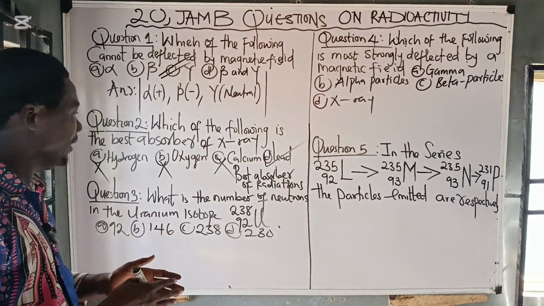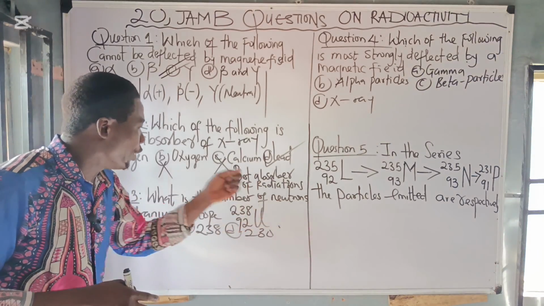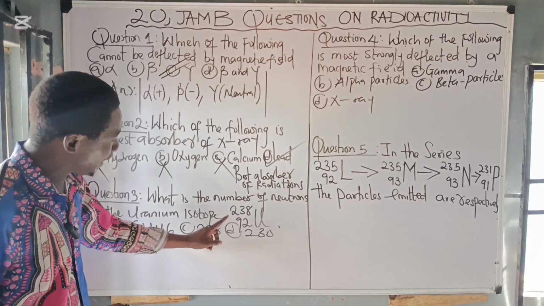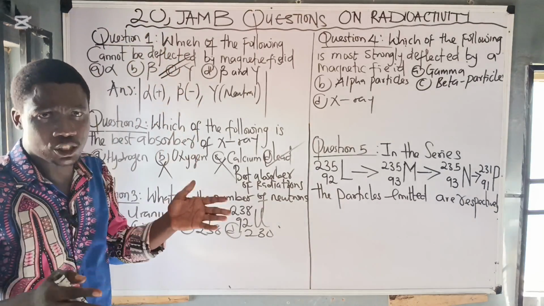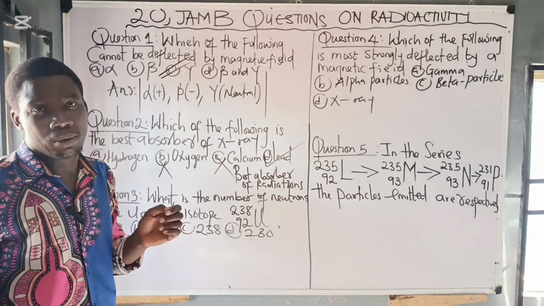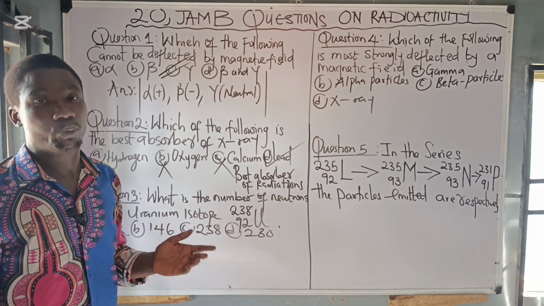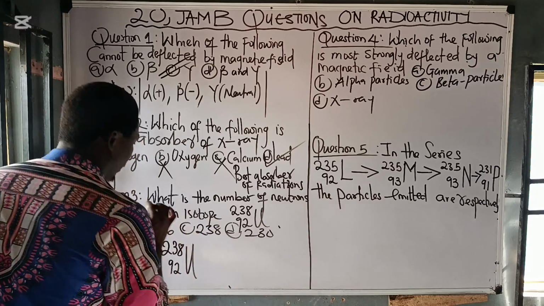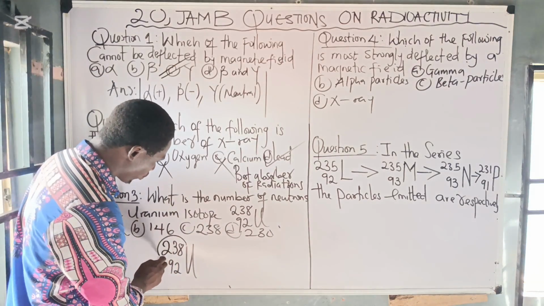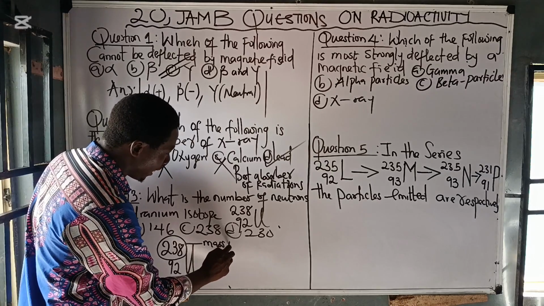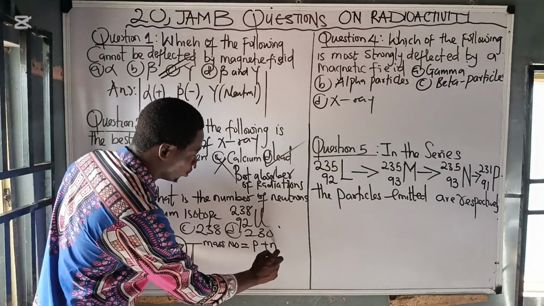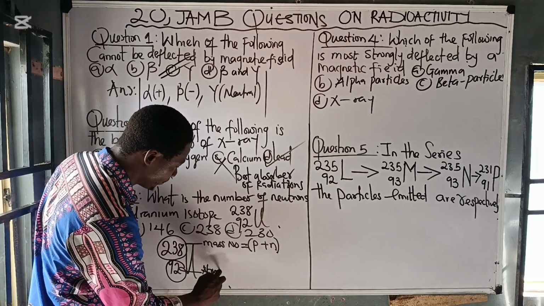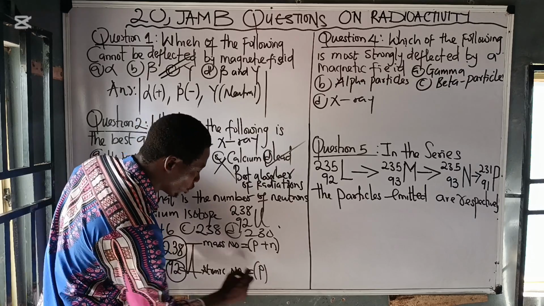Question number 3. What is the number of neutrons in uranium isotope? Now, don't forget that if I have an atom like this, the number on top is the mass number. The number below is the atomic number, which is also called the number of protons. So if I write 238.92 uranium, something like this, this one here is the mass number. And this mass number is proton plus neutron. Please note it. This one now is atomic number. This atomic number is proton alone.